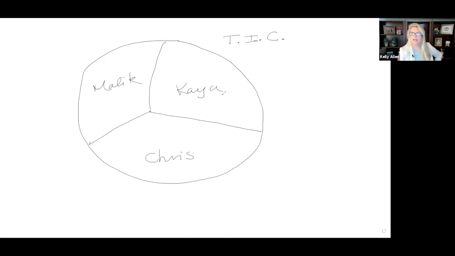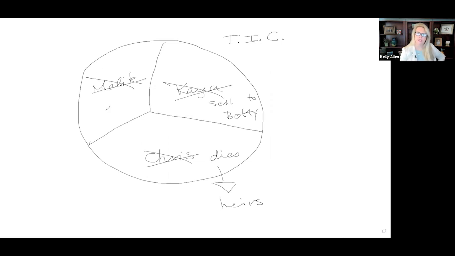Very good. Let's say that Kaya has a life change of some sort and needs to sell. So Kaya is going to sell to Betty. No problem. Good to go. Okay. Let's say that Chris dies. His portion of ownership will go to his heirs. Let's say that Malik dies. His ownership will go to his heirs. Let's say eventually Betty dies. Her portion of ownership will go to her heirs.